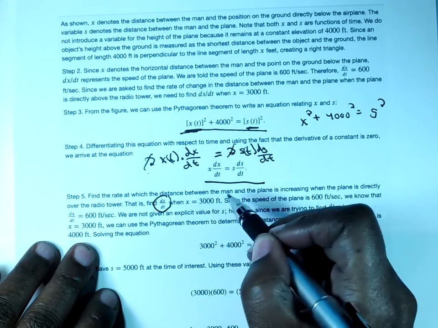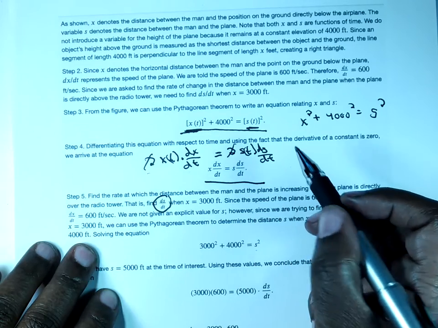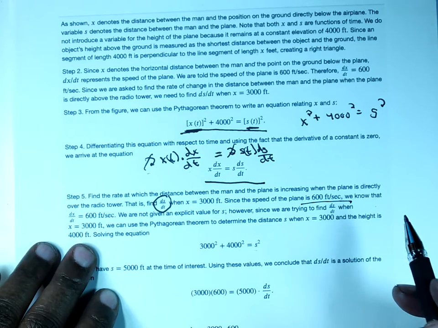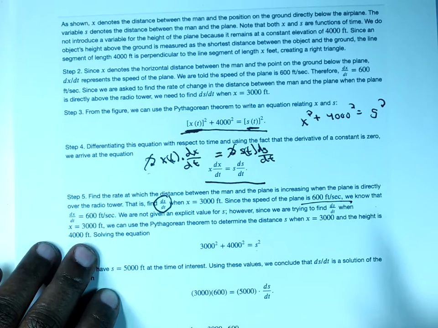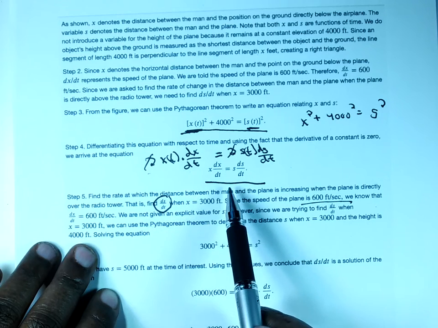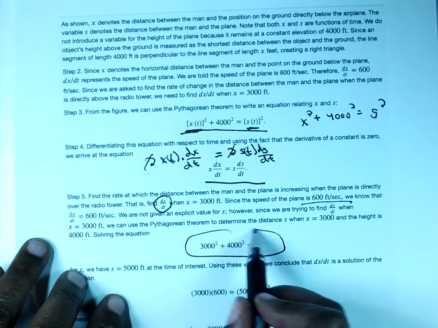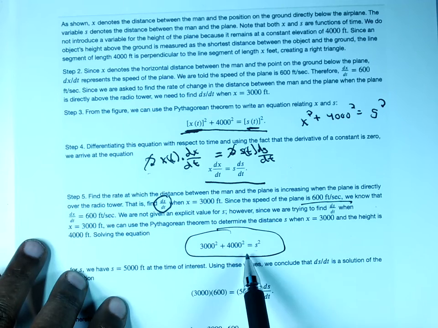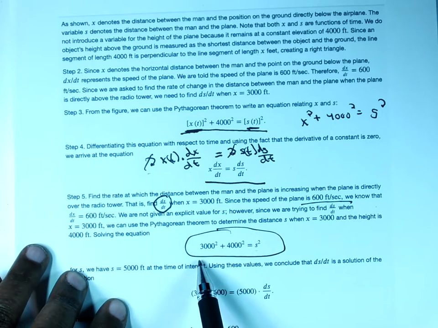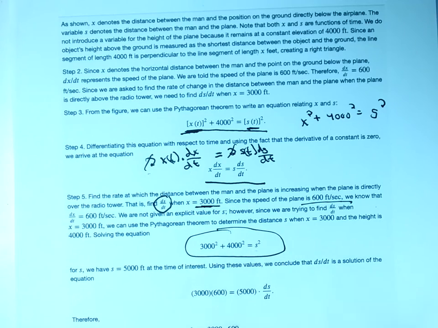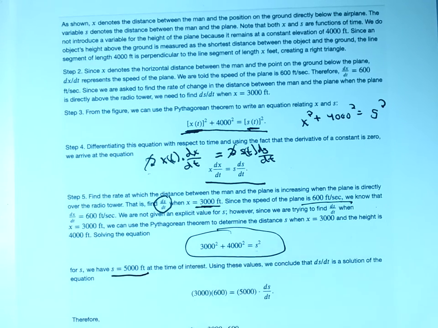When x is 3,000 and the speed of the plane is 600 feet per second. So our problem is we don't know what s is. We can substitute in for 2 of these, but we need to be able to substitute in for 3 of them so we can actually find what that missing part is. So we go back to the Pythagorean theorem and solve for s. So 3,000 squared, because again, that's what x is given, plus 4,000 squared is s squared. Solve that for s. It's a 3, 4, 5 triangle. You wind up with 5,000.